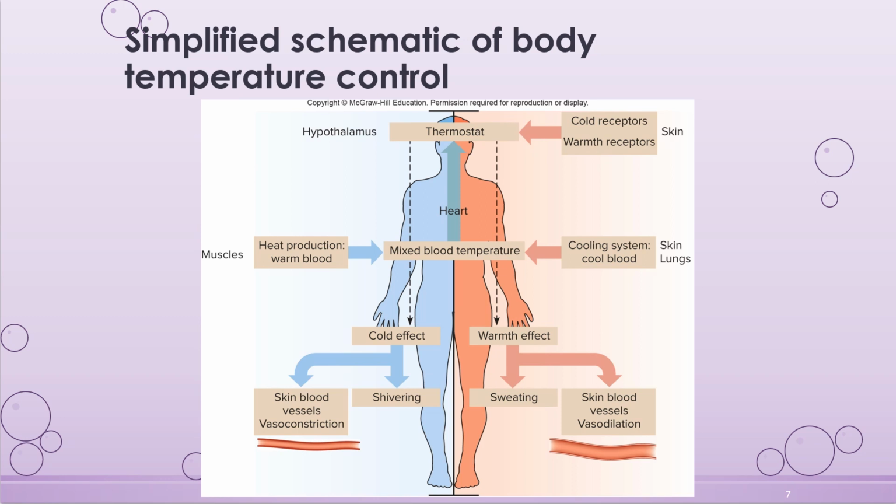And the feedback loop: the hypothalamus receives continuous feedback from thermoreceptors to adjust its responses as needed. Now, in temperature regulation, the hypothalamus works to balance heat gain and heat loss, aiming to maintain the body's core temperature within the desired range. This simplified schematic illustrates the dynamic interplay between the hypothalamus, thermoreceptors, and various physiological mechanisms that work together to regulate body temperature and maintain homeostasis.